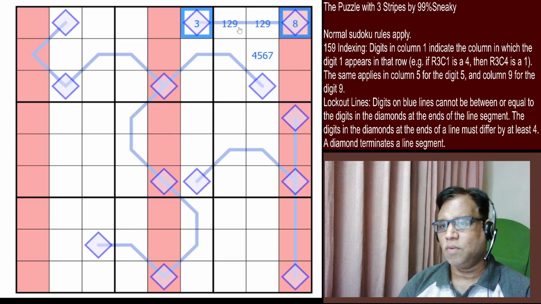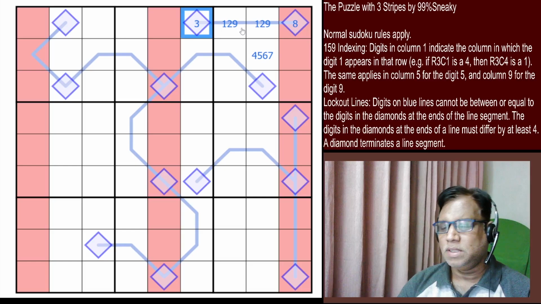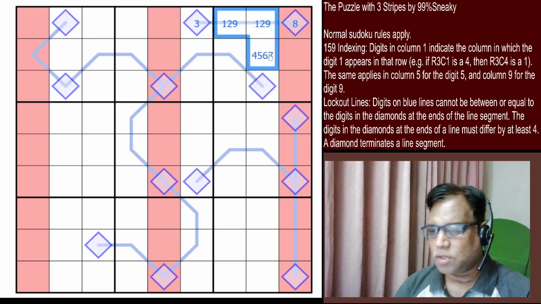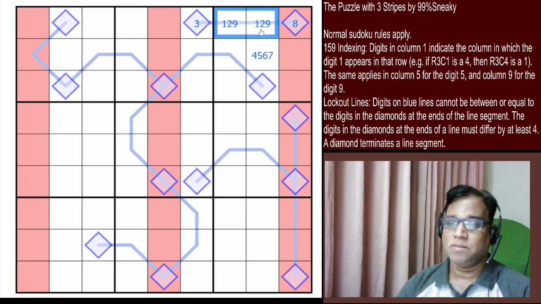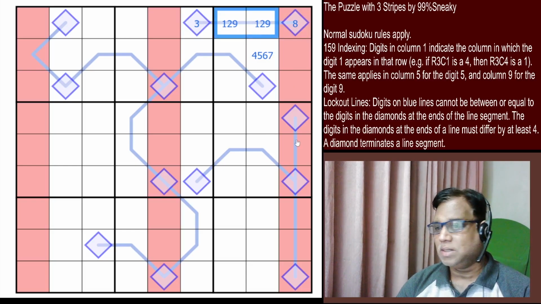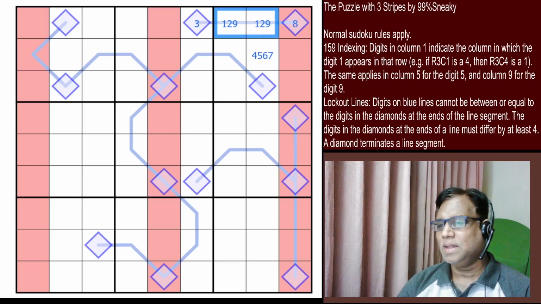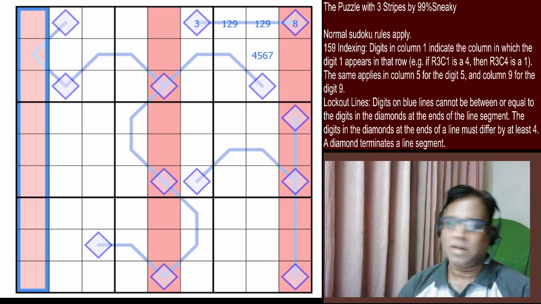Beyond 3 and 8. So 1, 2 is below 3 and 9 is above it. So these digits do not lie between this. Those are the rules for the lockout lines, and that's why the name lockout. They are locking out the digits which are within this range. As obvious or as simple as that, whatever you want to call it, those are the rules. So 159 index and lockout lines.